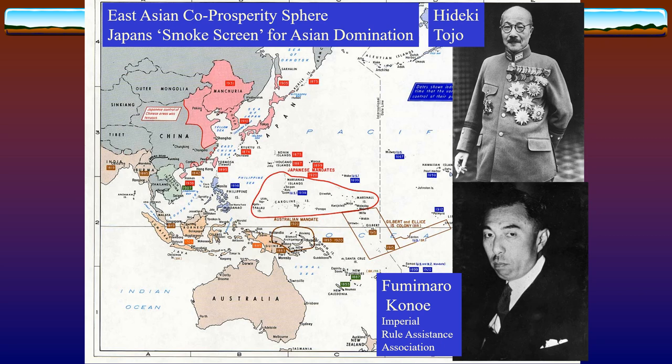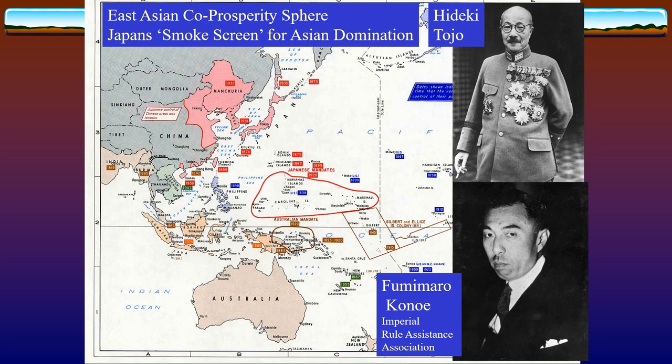So however bad colonialism was in Asia, when it was being administered by the Europeans, primarily the French, the British, and us, the United States, Japanese imperialism was much, much worse. Their colonialism was much worse.